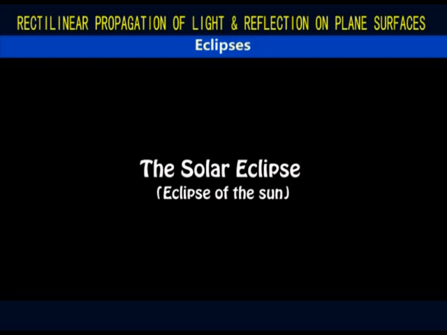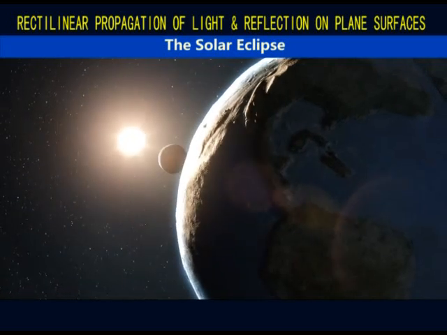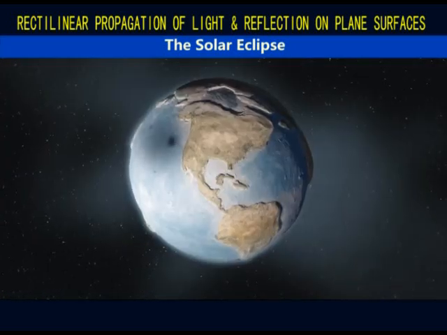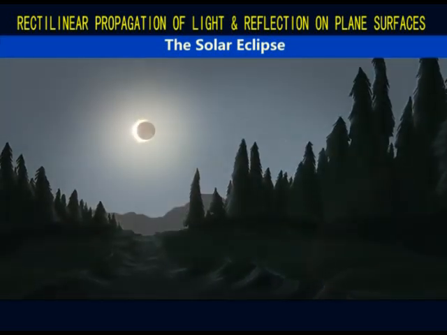The solar eclipse or eclipse of the sun occurs when the moon passes between the sun and the earth. When this happens, the moon intercepts light from the sun, thereby casting a shadow on the earth and causing darkness during the day.